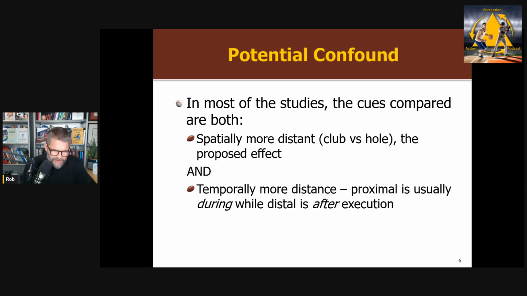Because the cues compared are both more spatially distant and more temporally distant, right? So when I get you to focus on the contact point you make with the ball, that's essentially getting you to focus on execution, right? In baseball, or a golf club with a ball, I'm getting you to focus your attention during the execution, right at the end of the movement, okay? But I'm getting you to focus at a point of time during execution that's very close to your body. So it's both spatially proximal and temporally proximal to the execution.